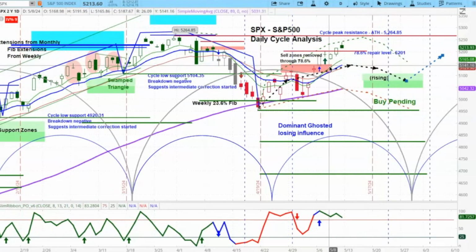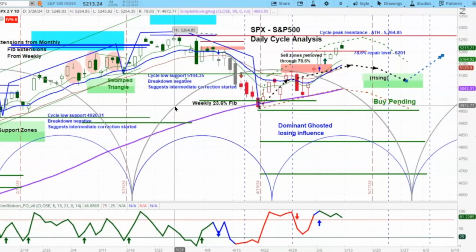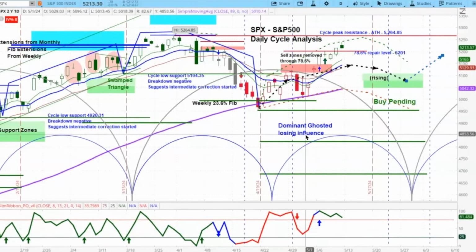Once it moves up through the 61.8 and closes over the 78.6, we remove the sell zone because it's no longer a high probability, though it's pretty likely that there will be some correction going in here, and that offering a buying opportunity. So hence that says buy pending right over there. This dominant cycle, which now is grayed out, is because it's losing its influence that we have in there.